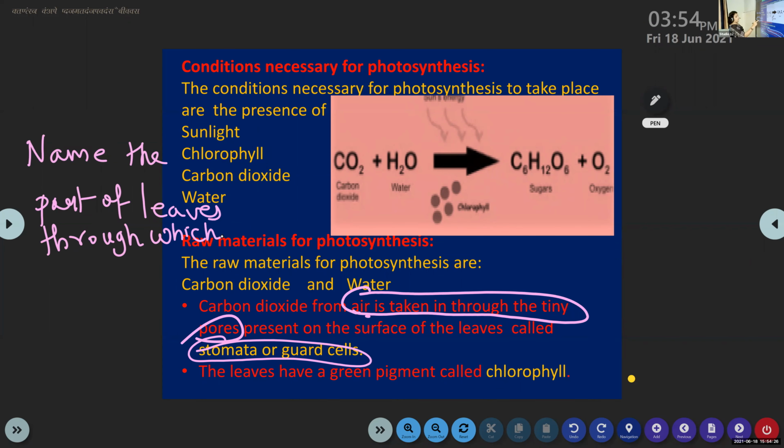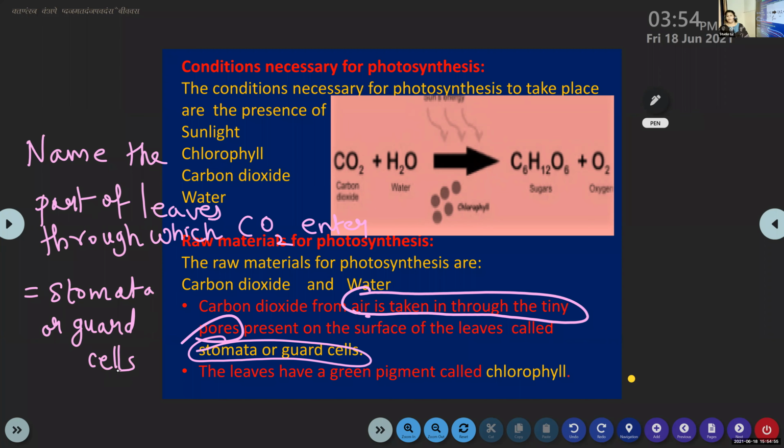So, name the part of leaves through which carbon dioxide, you can write CO2 in short form, enters. After writing enter, you will write this name, stomata. This is all for MCQ questions, okay? Stomata and guard cells. In the notes, it is given as paragraph questions, not one word answers. So once you learn the paragraph, naturally you will learn all this.